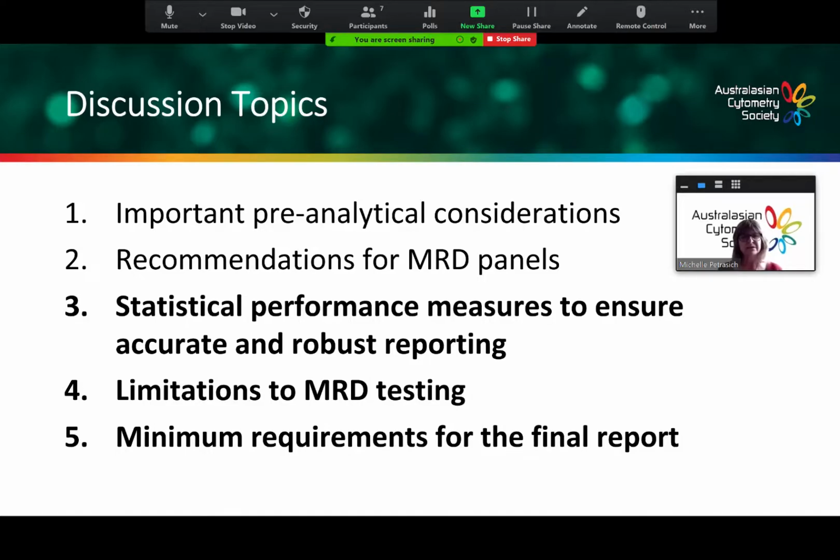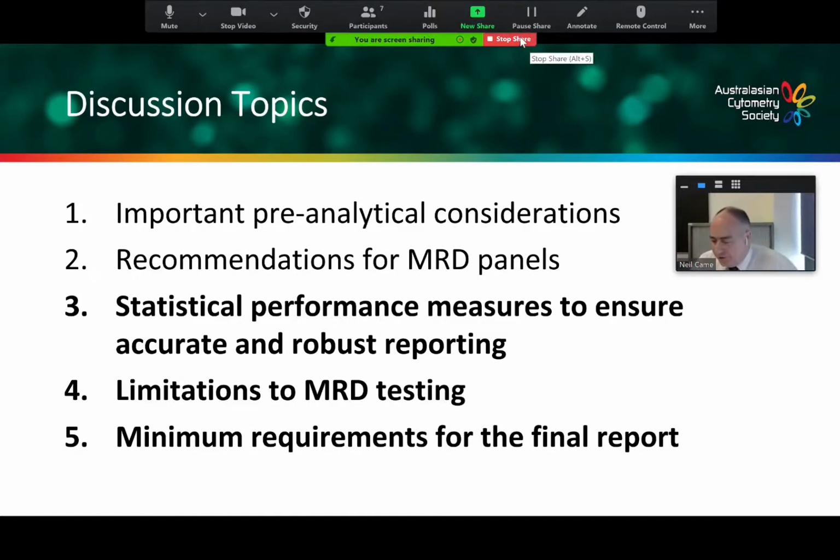Okay, so let's get started. There are a number of statistical performance measures to ensure an MRD assay is fit for purpose and permits accurate and robust reporting. Neil and Edward will discuss these now. Neil, over to you to start, please, if you don't mind. Thank you, Michelle. I don't have a slide for them.